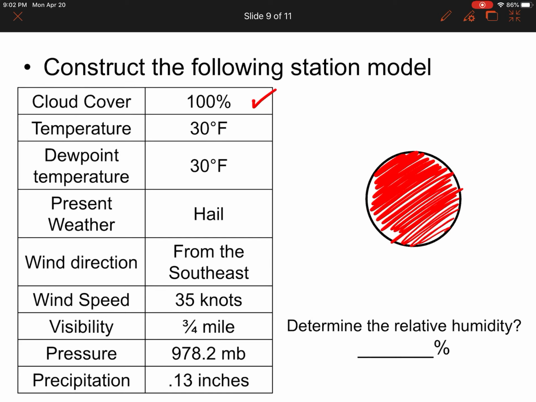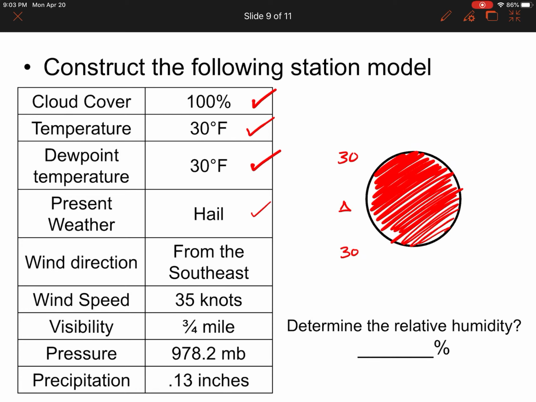Temperature is 30 degrees Fahrenheit. Remember, you don't put any of the units, you just put the numbers. Temperature always goes in the top left. Dew point is 30. Dew point goes in the bottom left. This is all from the key in your reference table. The present weather is hail. If you look it up on those symbols, hail is a triangle.